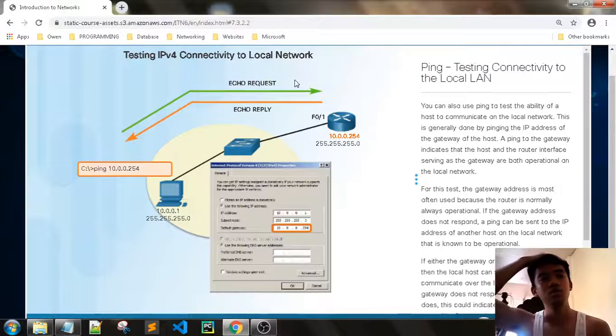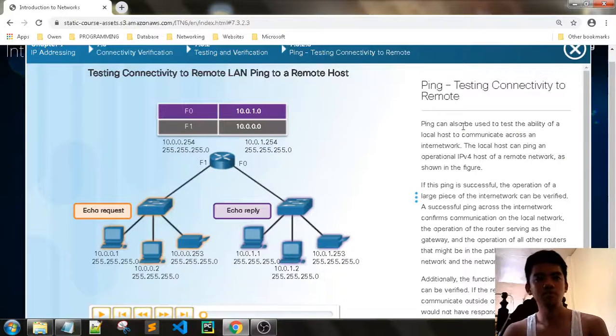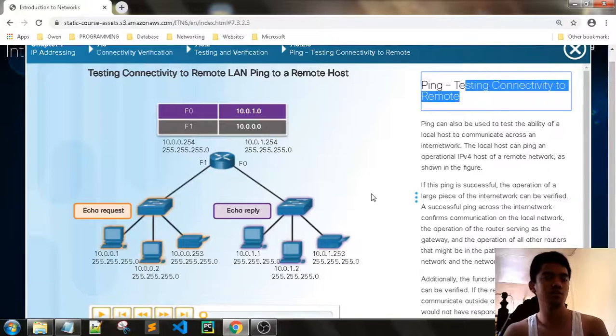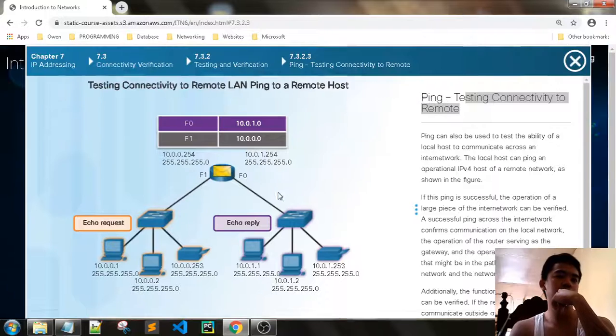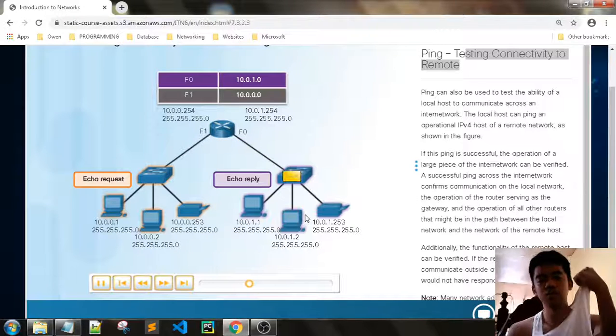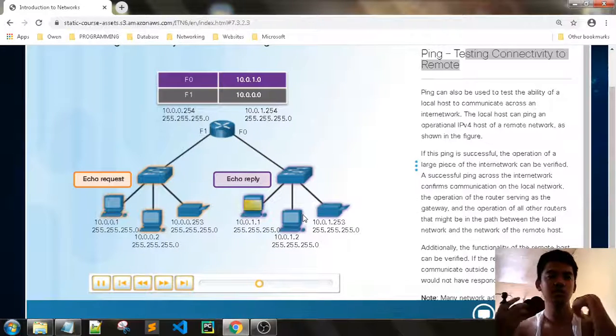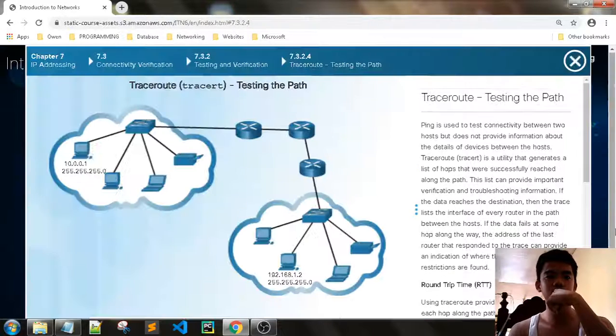The most common is pinging the default gateway. You can also use ping to test connectivity to a remote network. If we get a reply from the remote network, it means we have a connection to it. But most commonly they are not replying because of security issues.